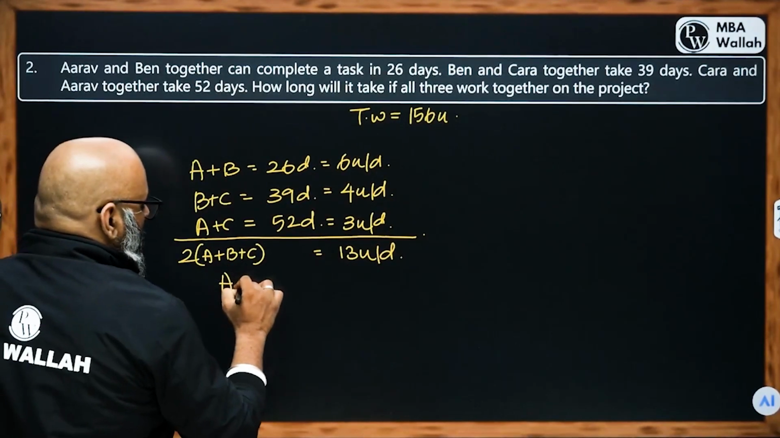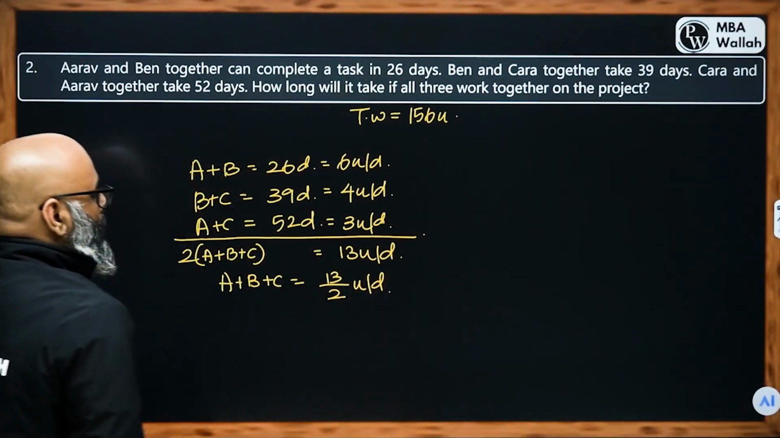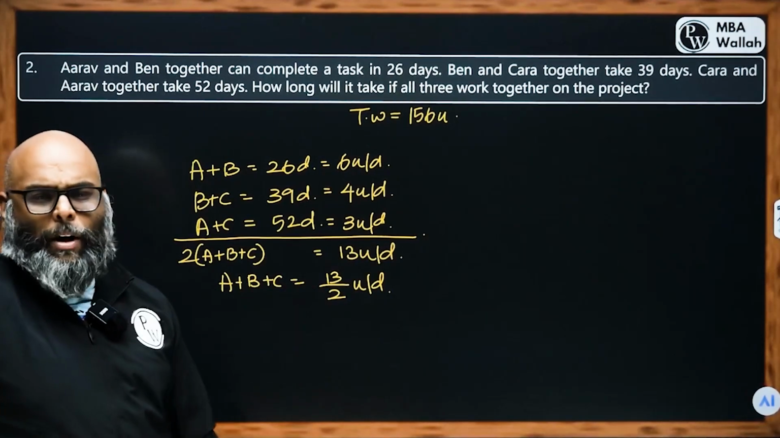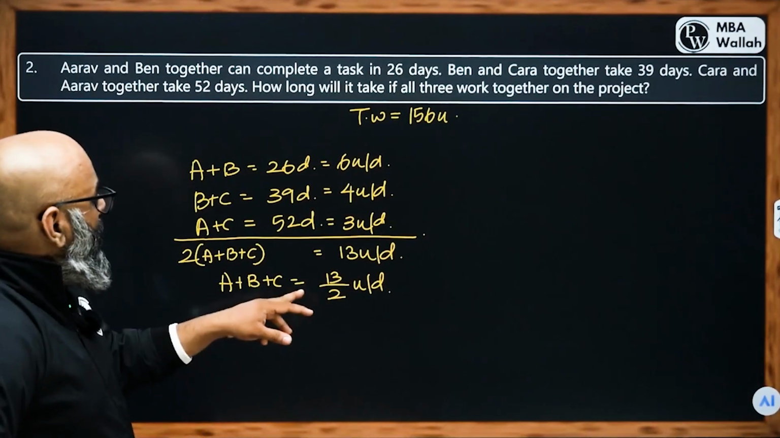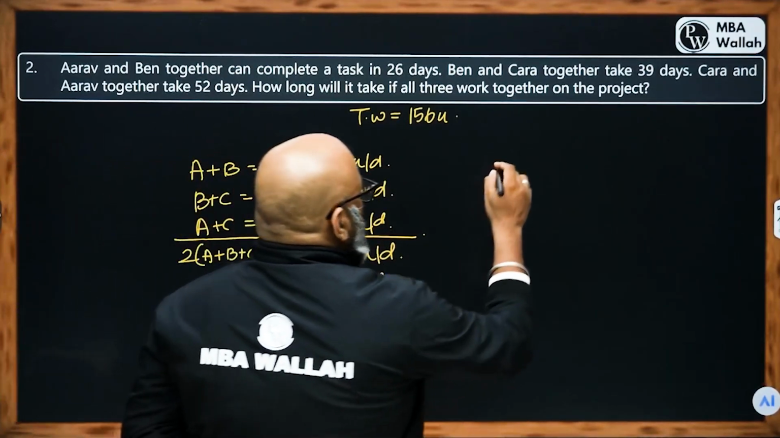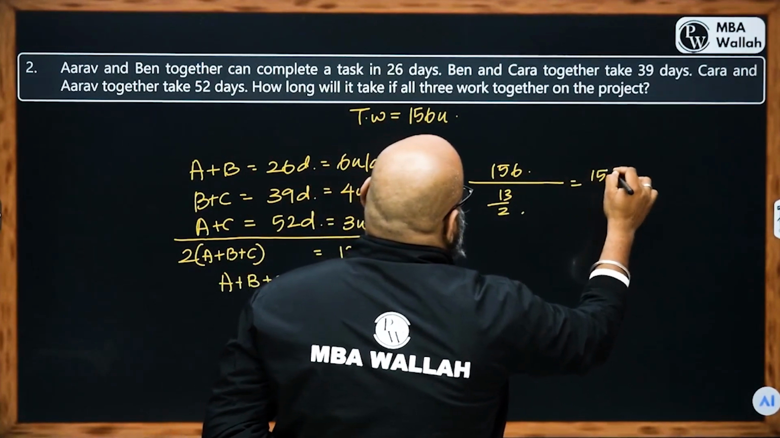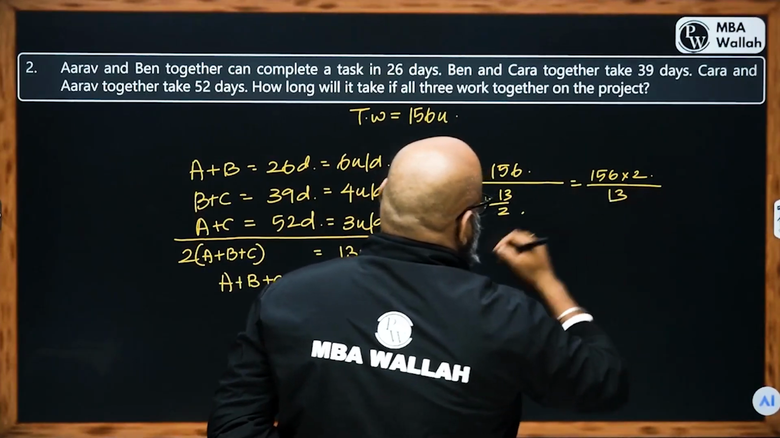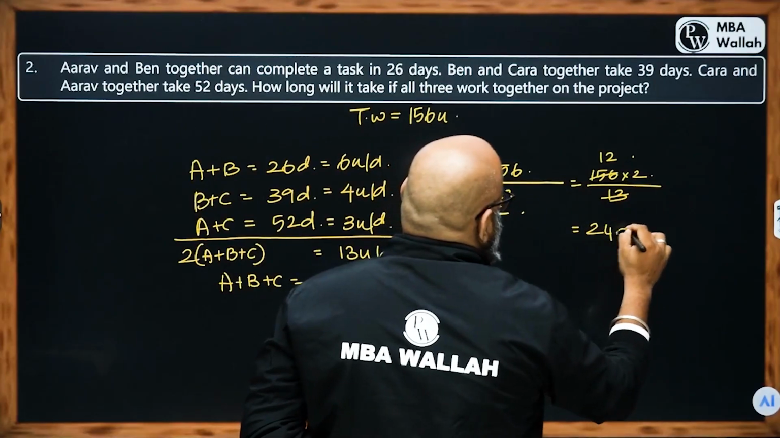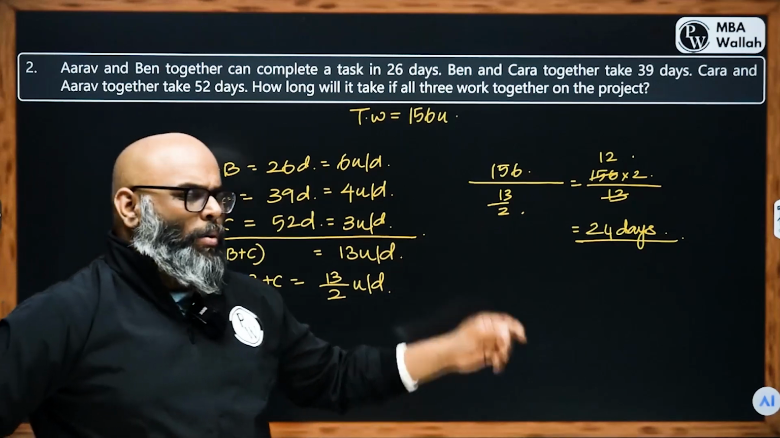So from here I can say A plus B plus C is equal to 13 by 2 units per day. All 3 of them work together, they could give us 13 by 2 units, 6.5 units. But I'm going to keep it 13 by 2 so that we can simplify it. If they have to finish 156 units, how many days will they take? That will be 156 divided by 13 by 2, or 156 into 2 divided by 13. So this goes 12 times. So they would take 24 days if they work together, and that will be our answer.